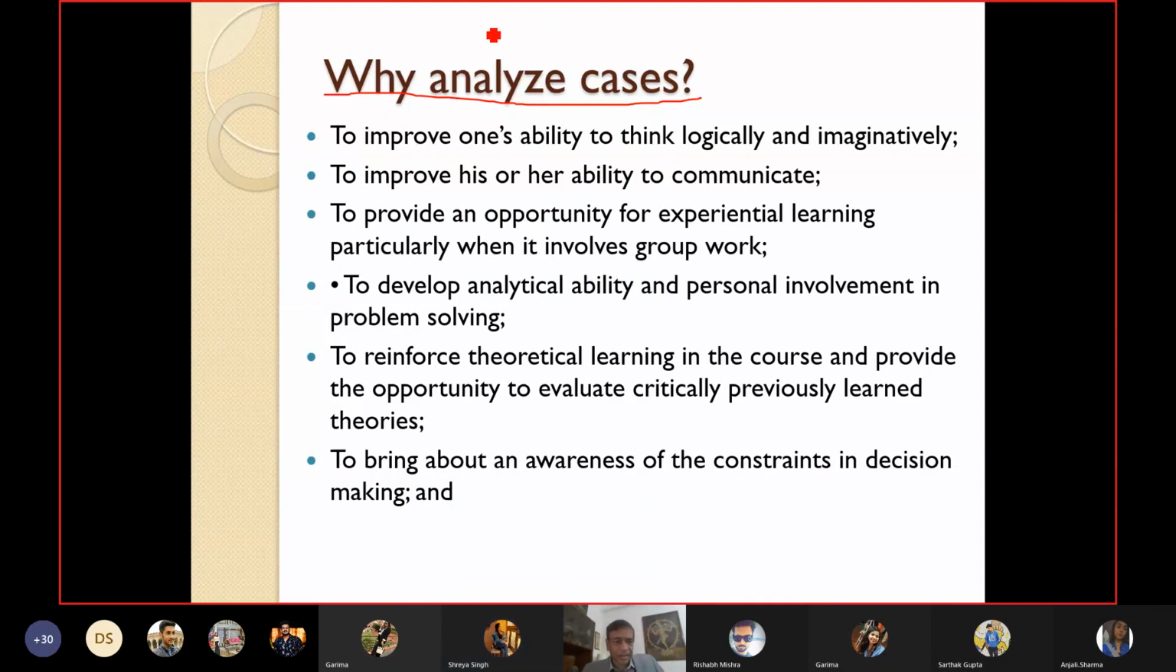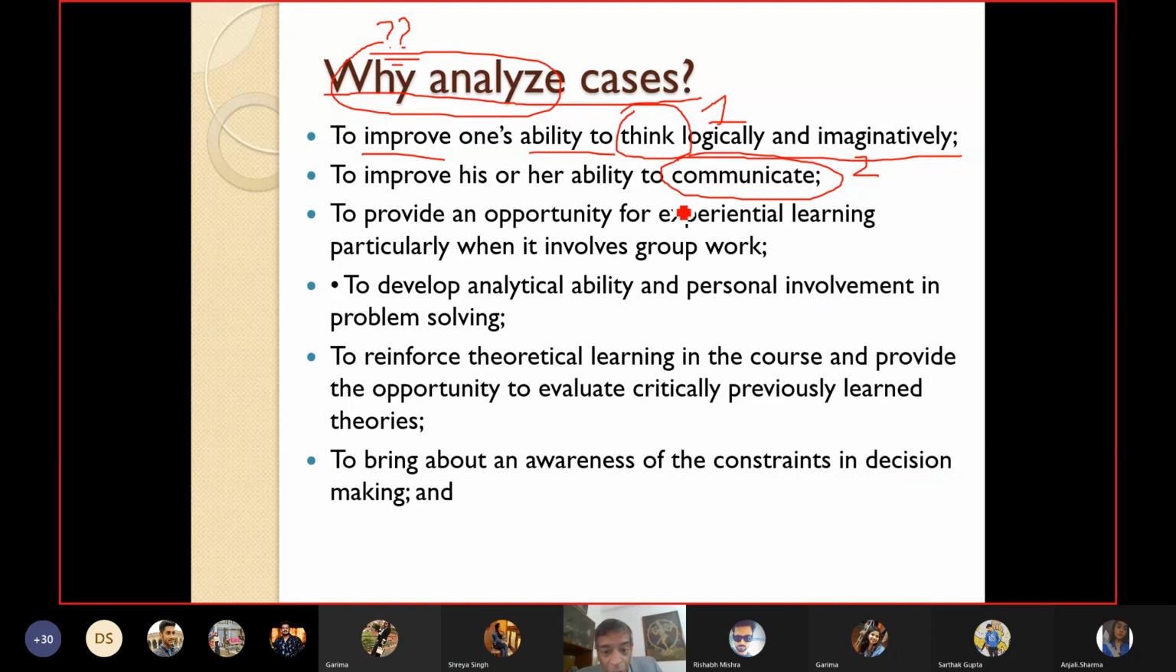So, why analyze cases? Well, now a big question is, why do we analyze a case in the first place? The most important thing is to improve one's ability to think logically and imaginatively. When you refer to a case, it makes you think harder. So, one is to improve one's ability to think. That's point number one. You analyze a case because it improves your ability to communicate. You can possibly communicate the essence of the case. So, one is it makes you think. Second, it makes you communicate.